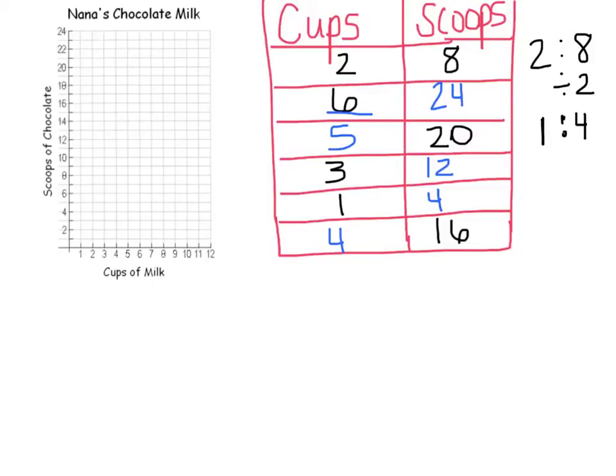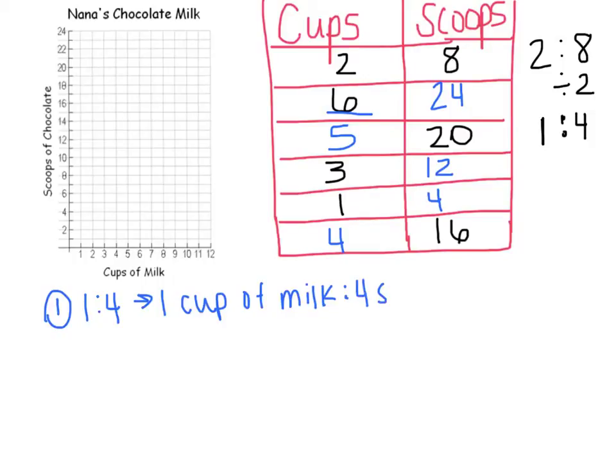So the first question says, what is the unit rate? And so that first question, the unit rate is going to be 1 to 4. So for every 1 cup of milk, we want 4 scoops of chocolate. And we said before that our unit rate is going to be the same thing as our slope. So we're going to talk about that a little bit more.